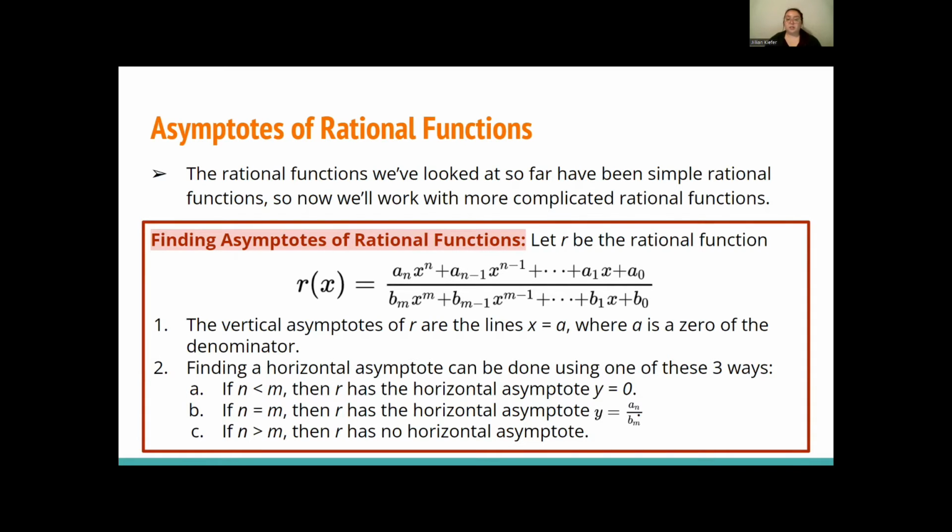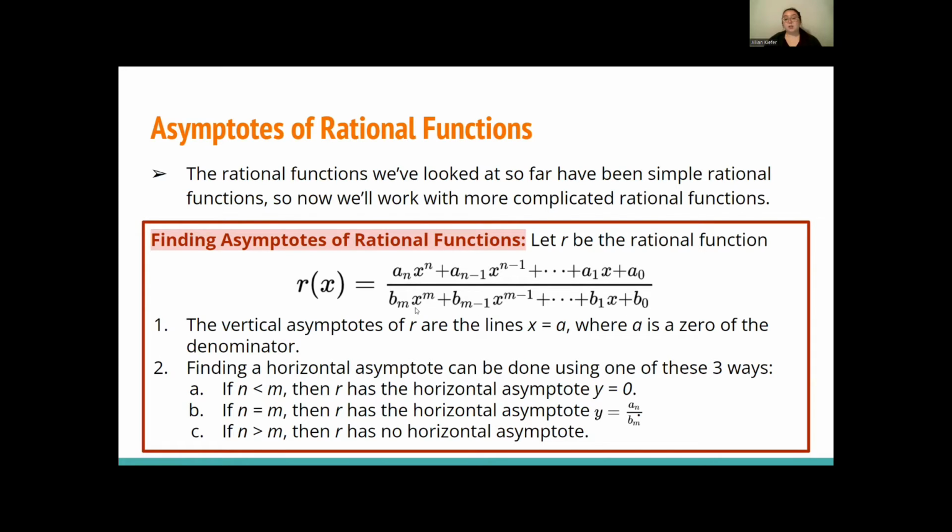So finding asymptotes of a rational function: we say lowercase r is a rational function, and r of x is equal to a polynomial divided by another polynomial. We normally say that polynomials have a very specific look, where we have something like a sub n times x to the power of n plus a sub n minus 1 times x to the power of n minus 1, all the way down until we get to a sub 1 x plus a sub 0. It's a very typical function with decreasing exponents, and all of these a sub n's and a sub n minus 1's are the coefficients of x. So this is just indicating one polynomial divided by another.